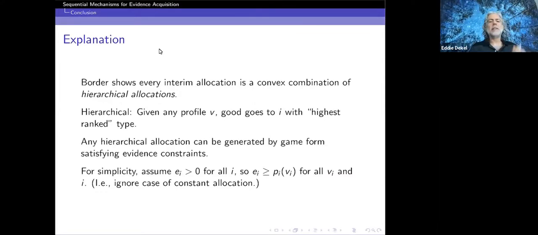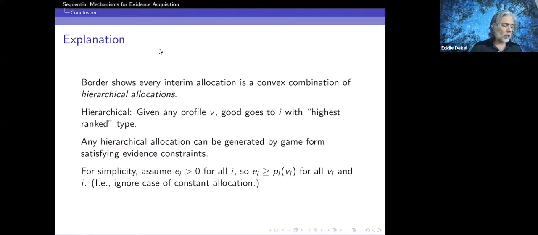We'll find a way. I'm not going to spend a lot of time on this, but I'll give the gist of it. I'm not giving Border's definition, so this is not a way to learn about Border. This is a way to learn why that extra condition that we impose doesn't cause problems with his theorem. So what he showed is that every interim allocation is a convex combination of hierarchical allocations. And he showed that hierarchical allocations are very easy to get.